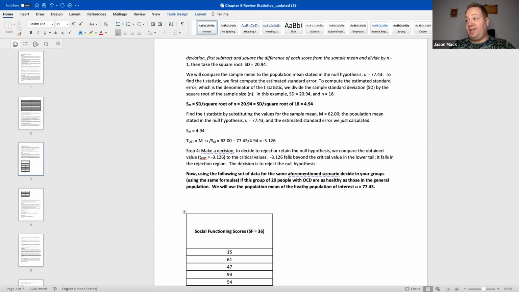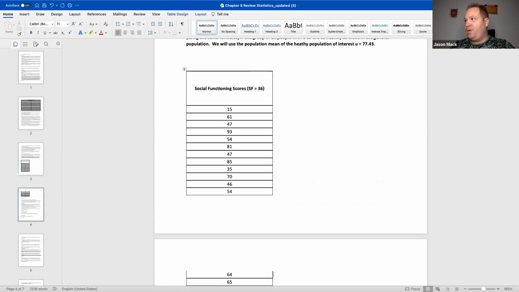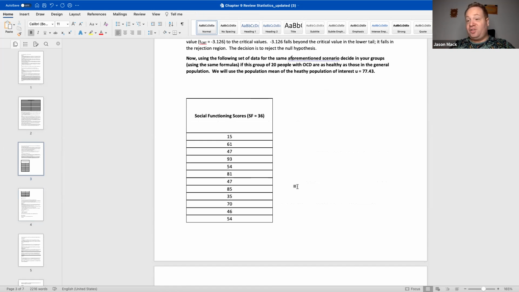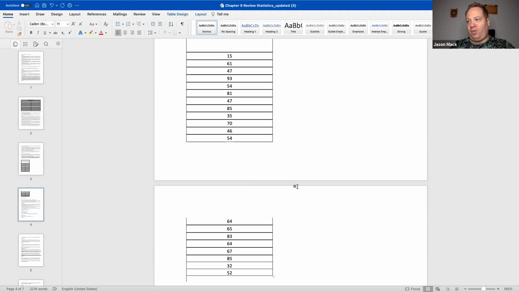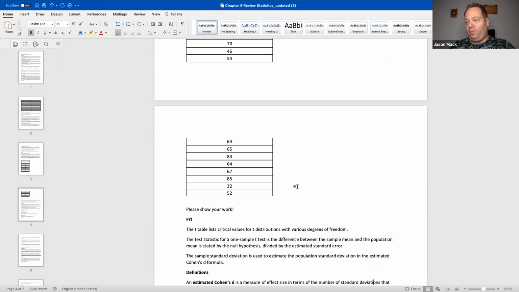Now, using the same form, try the following set of data. This is your data right here, okay, as I scroll down. What we want to look at is a group of 20 people. So your n is going to be 20 this time, but your degrees of freedom, of course, will be 19, n minus 1. So if this group of people with OCD are as healthy as those in the general healthy population, we're going to use the same population of interest, 77.43. So literally follow the steps I just walked you through, and you'll totally get that problem right. It's very likely you will.